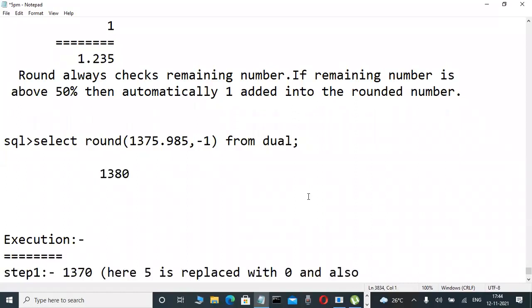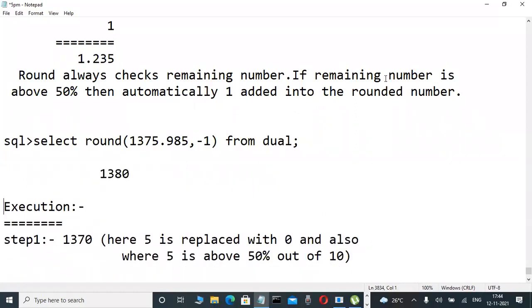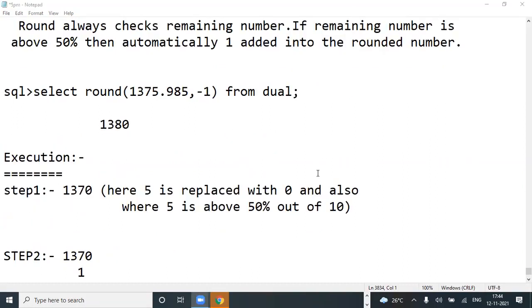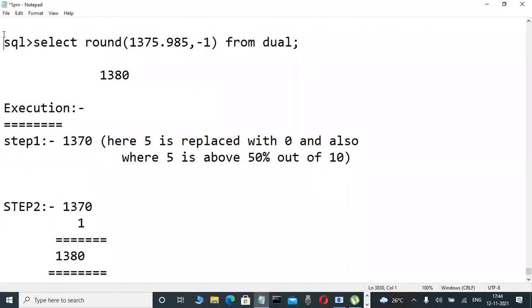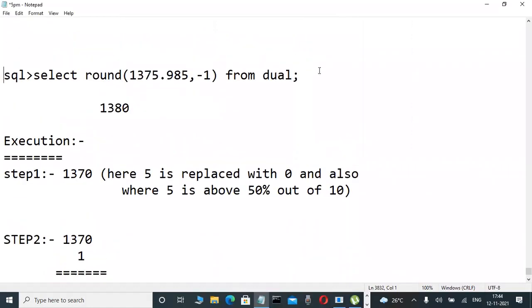Now check it out, write the execution also. Then I am telling again, enter the question. First write the executions, easily understandable. Okay? I will tell you another example also, because of the negative sign.